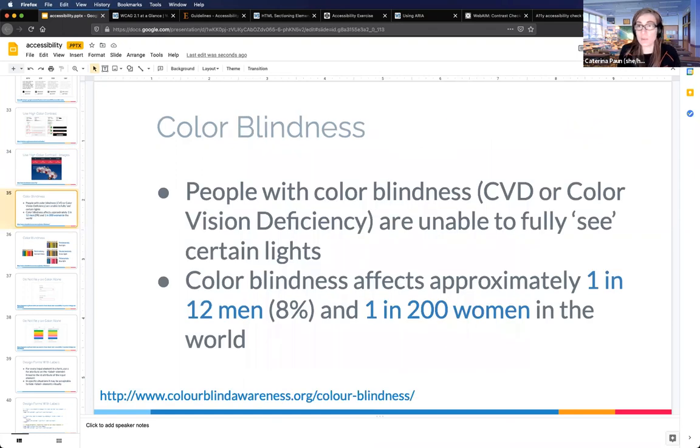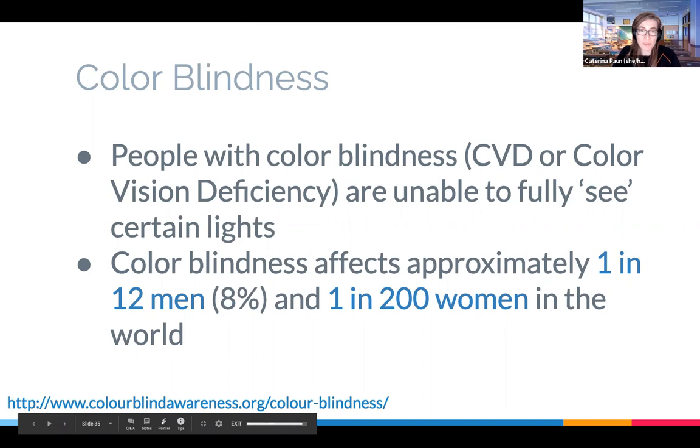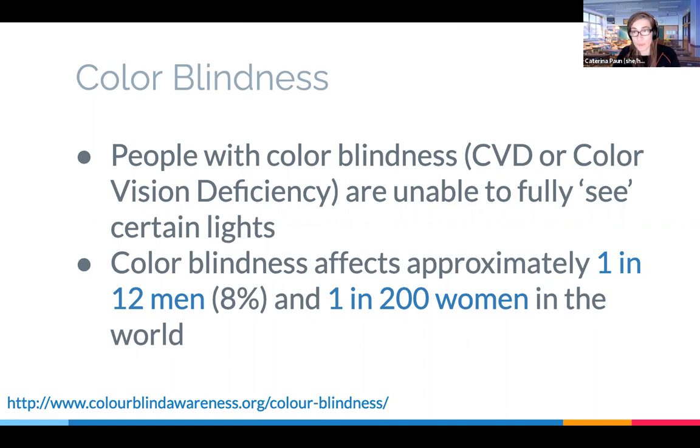So the next part that I want to jump into is really color blindness, because we don't talk about this part of designing websites enough, but people with color blindness are unable to fully see certain lights. So again, we have Roy G. Biv, and these are going to be our different colors. Red, orange, yellow, green, blue, indigo, violet, and people can perceive different wavelengths differently. Color blindness affects approximately 1 in 12 men, so 8% of the population, and 1 in 200 women. So common enough that this is something that we should take into account as we design our web experiences.